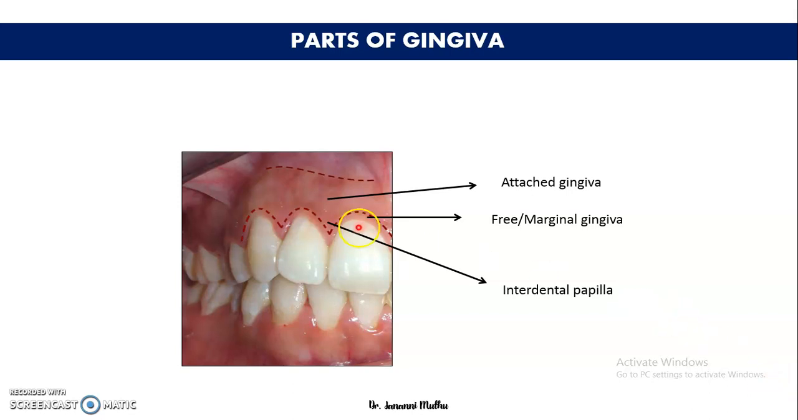Marginal gingiva is that collar-like band of tissue that surrounds the neck of the tooth. The part of gingiva from the marginal gingiva till the mucogingival junction is called the attached gingiva. That part of gingiva that is present between two teeth covering the embrasure is called the interdental papilla.